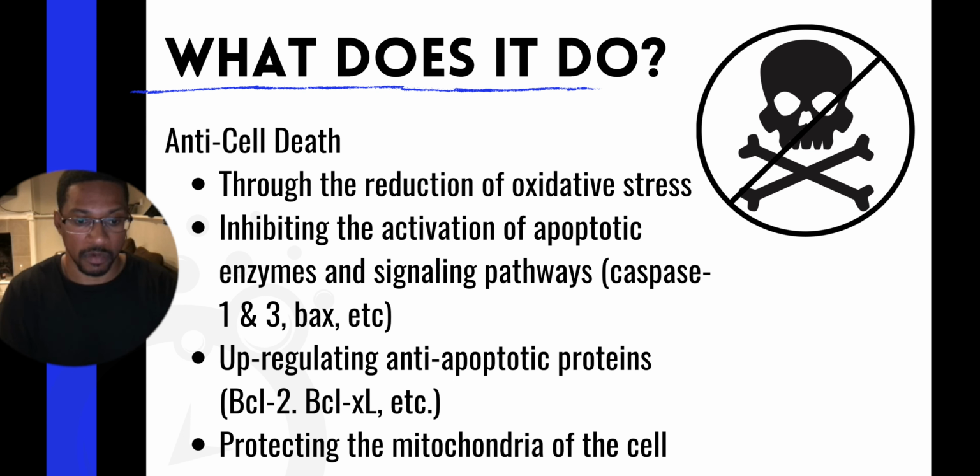And it can also do this by protecting the mitochondria of the cell. Mitochondria is a key mediator to cell death. And so an easy way to make sense of this would be the mitochondria is the powerhouse of the cell. You could think of it like a car. The car will be dead if you take the engine out of the car, right? Well, cells can't live if you take the powerhouse out of the cell. It's a key mediator to cell death.